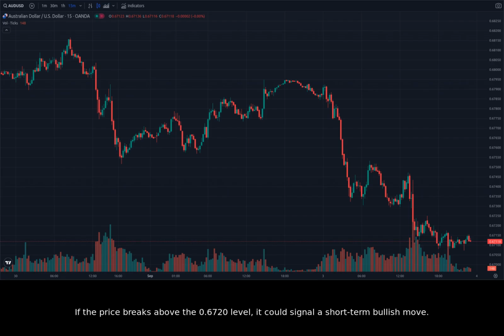If the price breaks above the 0.6720 level, it could signal a short-term bullish move. On the other hand, if the price breaks below the 0.6700 level, it could trigger a short-term bearish move. The key to watch is the price action at these levels to determine the direction of the short-term trend.